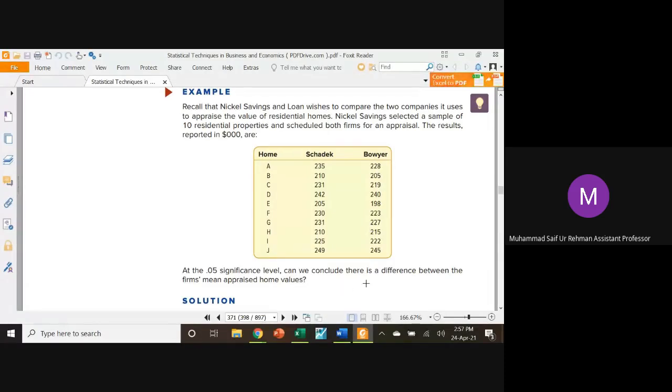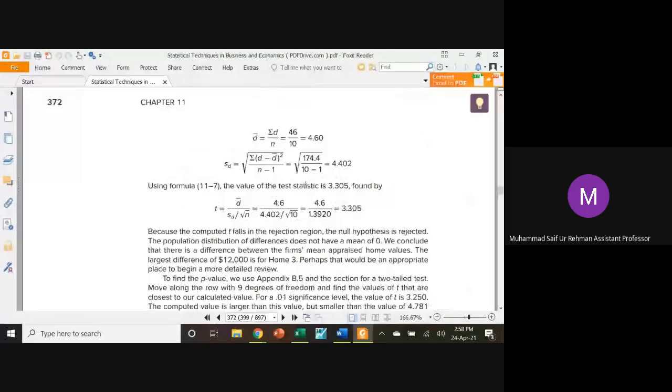Let's say in this case, he is asking whether we can conclude there is a difference between the firms' mean appraised home values, the mean estimated cost. The word difference is there, so you will use equal and unequal signs respectively in the null and alternate hypothesis. But if there is a word like more or less, then you will use the single tail test. You may consider this question and solve it in your notebook.